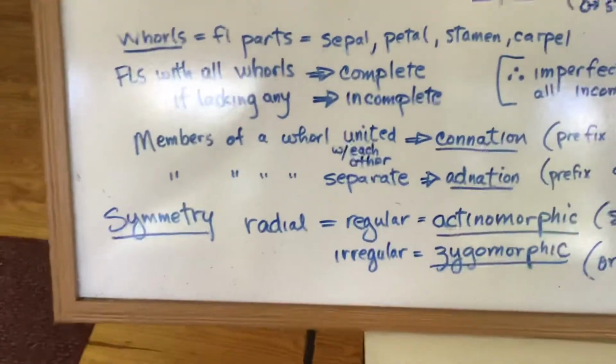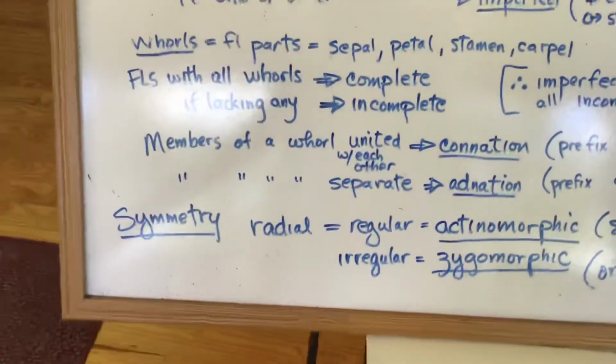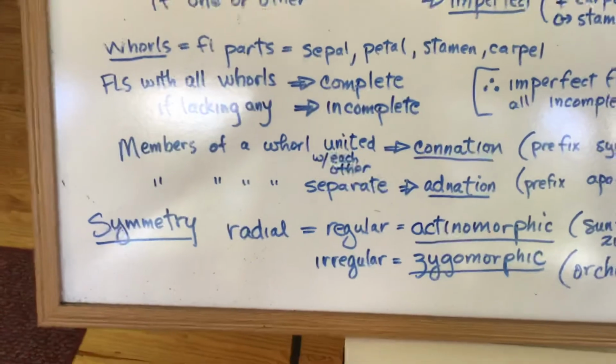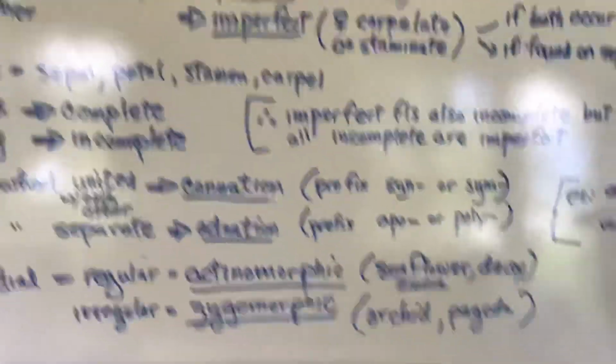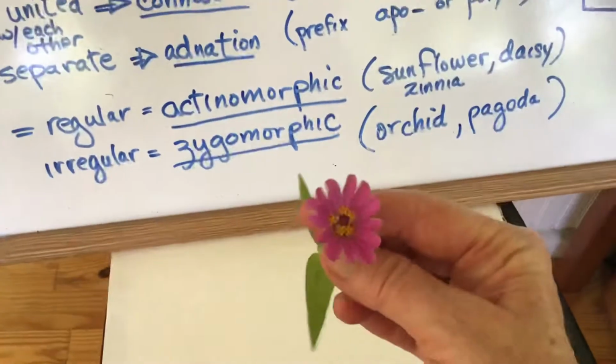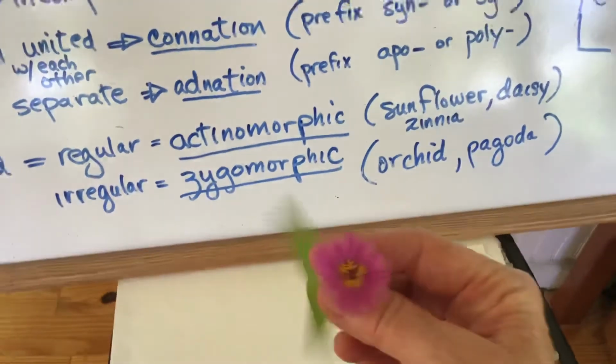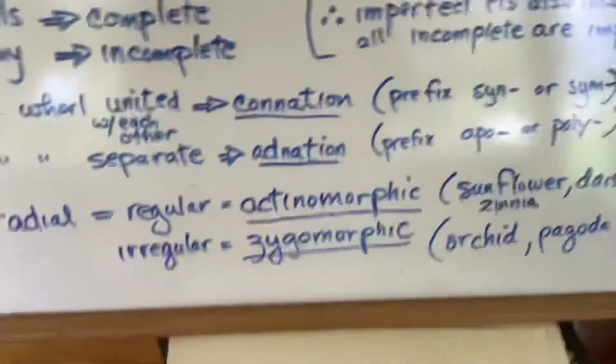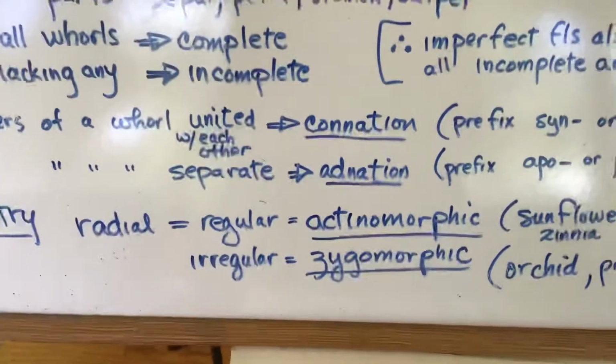All right. Now, lastly, let's look at symmetry. Symmetry is just what a flower looks like, and there are two basic kinds. Radial is kind of what you always drew when you were a little kid. This is also called actinomorphic. It's like a sunflower, a daisy, a zinnia. So here's a zinnia for you. It's basically actinomorphic, or mostly even all the way around.